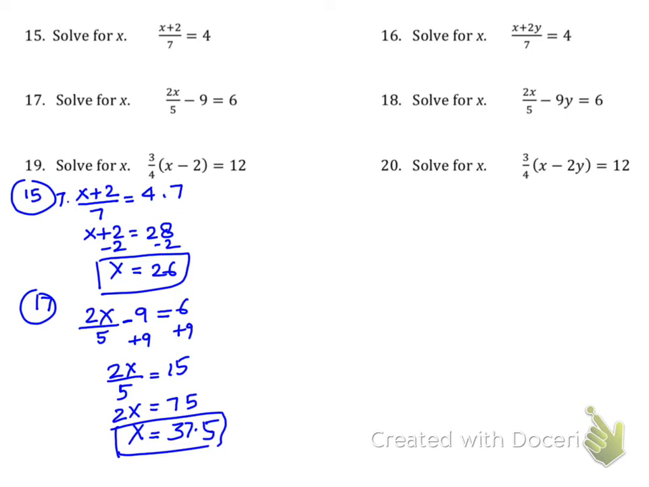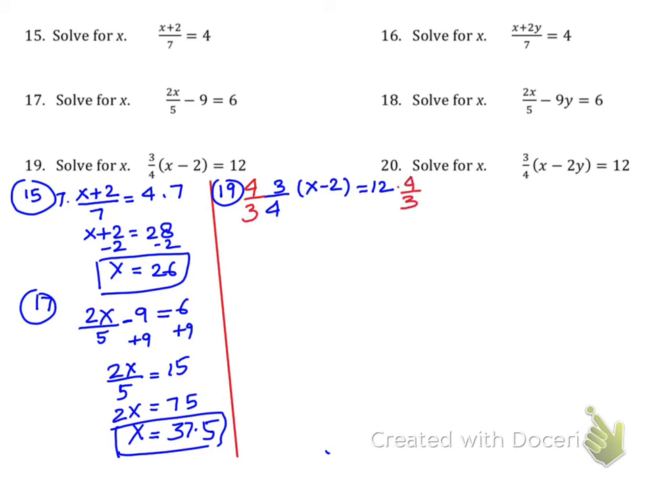So let's move to another problem here. We are moving to question number 19 here. That's 3 over 4 x minus 2 is equal to 12. Alright. If I have to solve it, another way is you can divide both sides by 3 over 4, or you multiply by 4 and divide by 3. So I'm going to multiply by 4 and divide by 3.